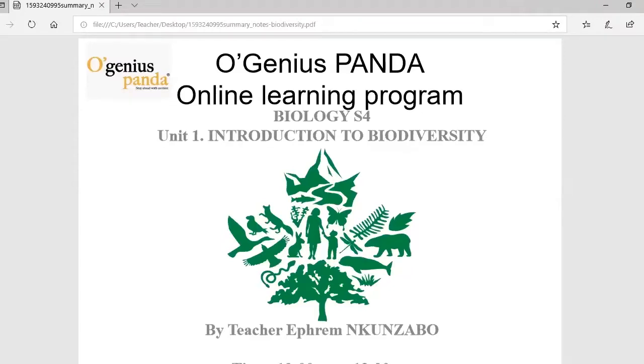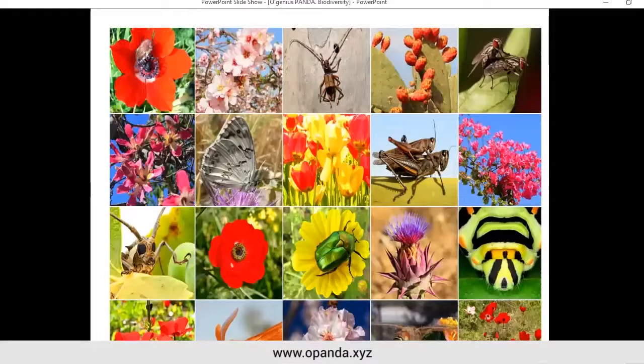Introduction to biodiversity. Here you see the wonderful picture of some different types of living organisms. You see flowers, you see the insects, you see their diversity. We have many types. Even though we have many which are known, still there are many others which have not been known, which are yet to be discovered.